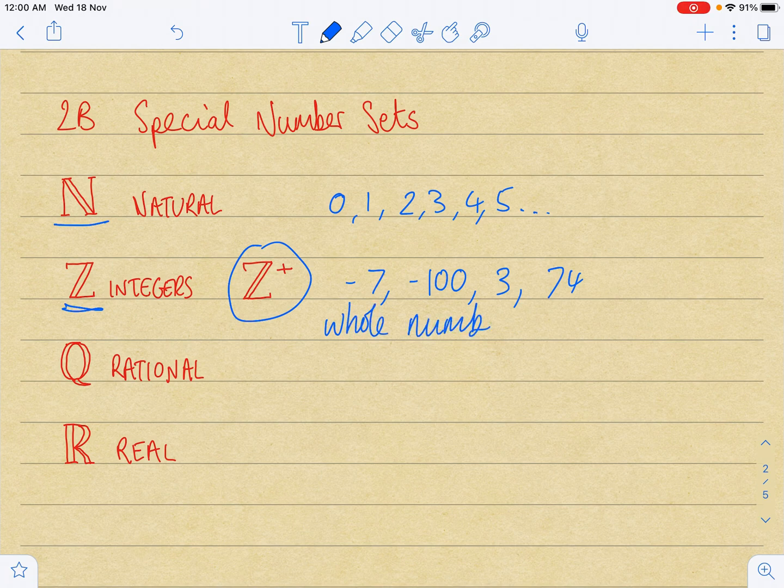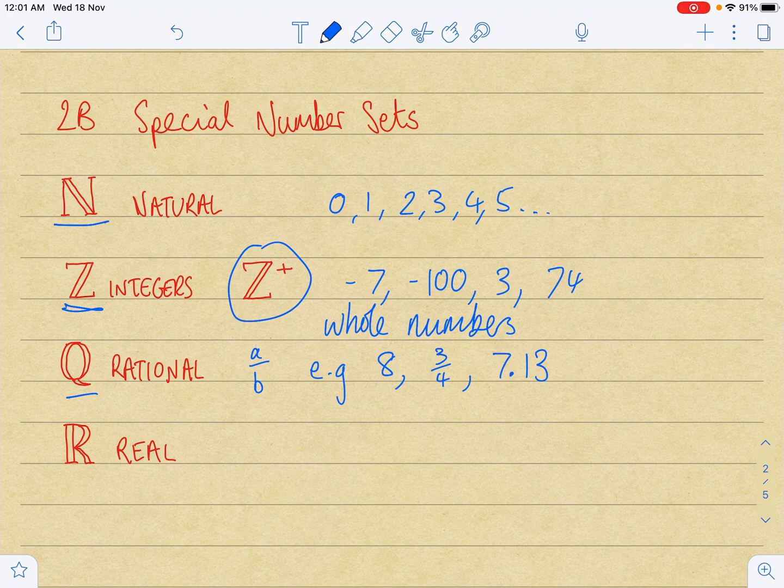No fractions or decimals. This Q here, this means rational numbers. So rational numbers can be written as a fraction or a decimal that finishes. So if I can write it in this form, then it's a rational number. So for example, any whole numbers are, so like 8 is a rational number. If I can write it as a fraction, it's a rational number. If I can write it as a decimal and it finishes, so 7.13, that is a rational number.